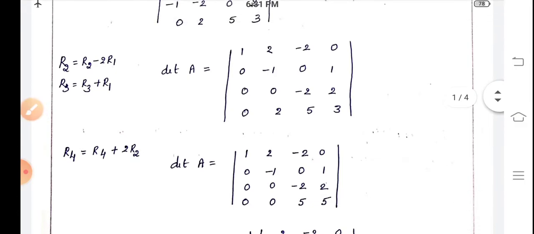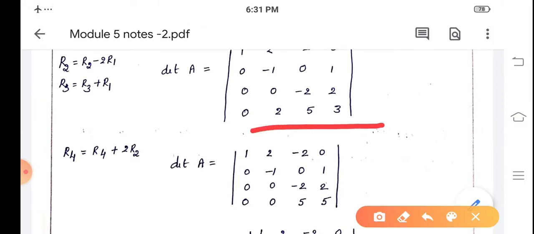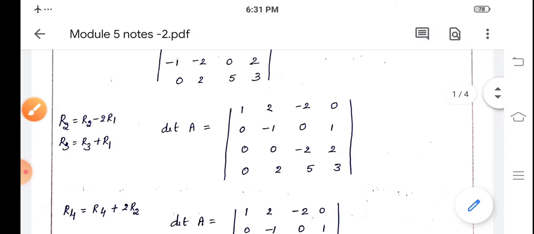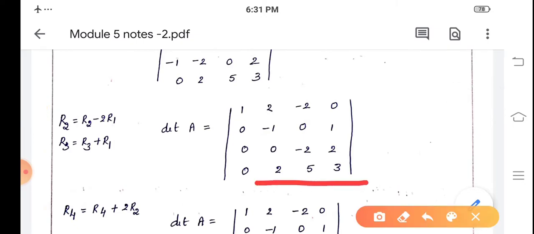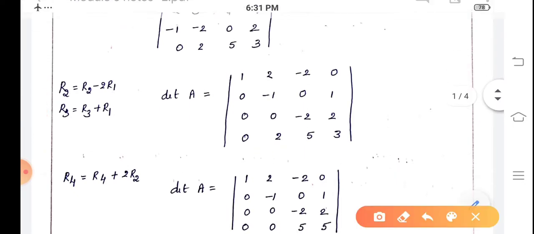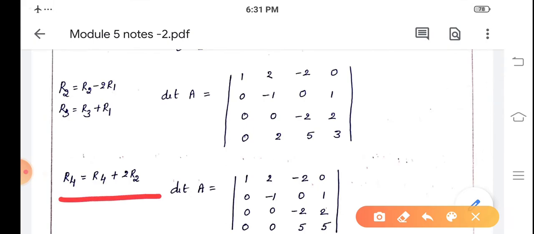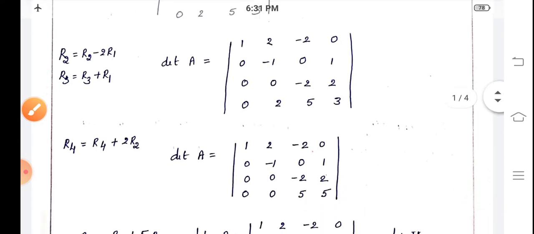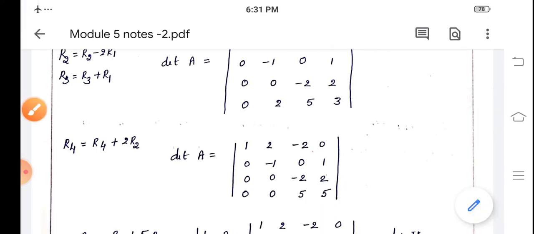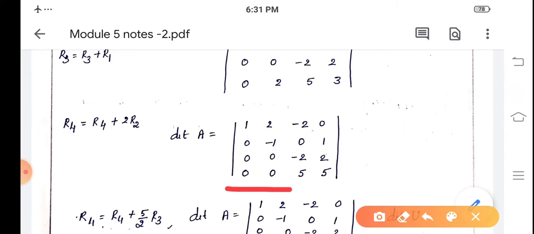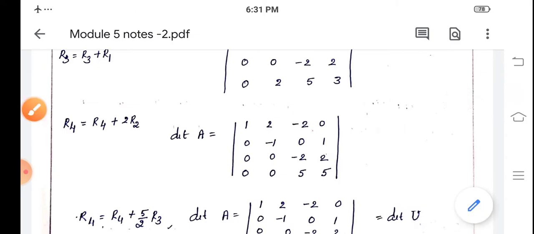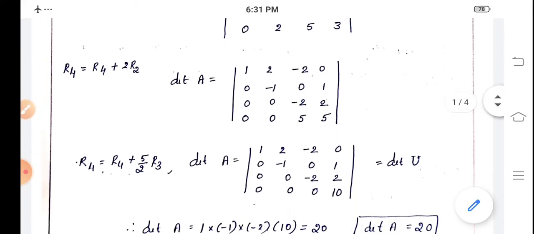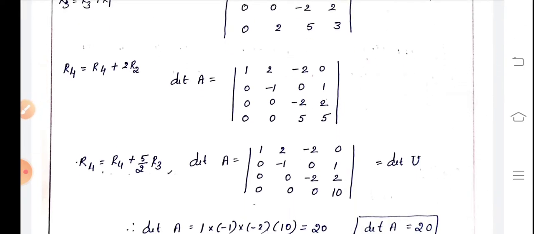Here, in order to get echelon form, we require one more row operation, that is for the last row. We write the row operation as R4 equals R4 plus 2 times R2. So using this row operation, we can write determinant A equal to determinant first row 1, 2, minus 2, 0, second row 0, minus 1, 1, 0, third row 0, 0, minus 2, 2, and the last row 0, 0, 5, 5.